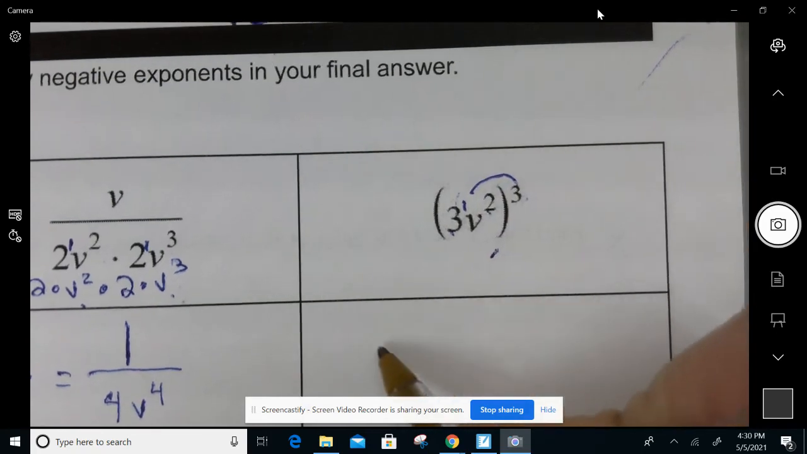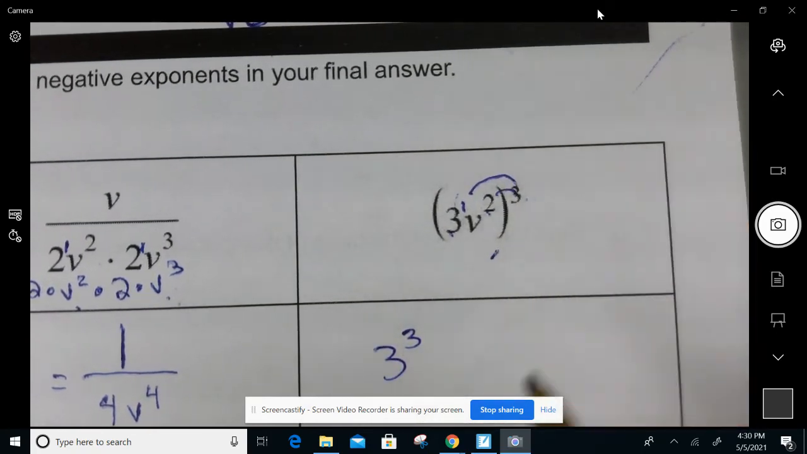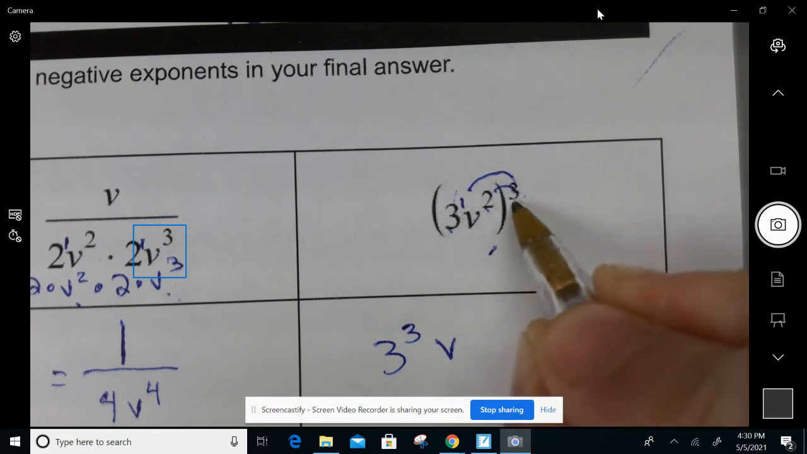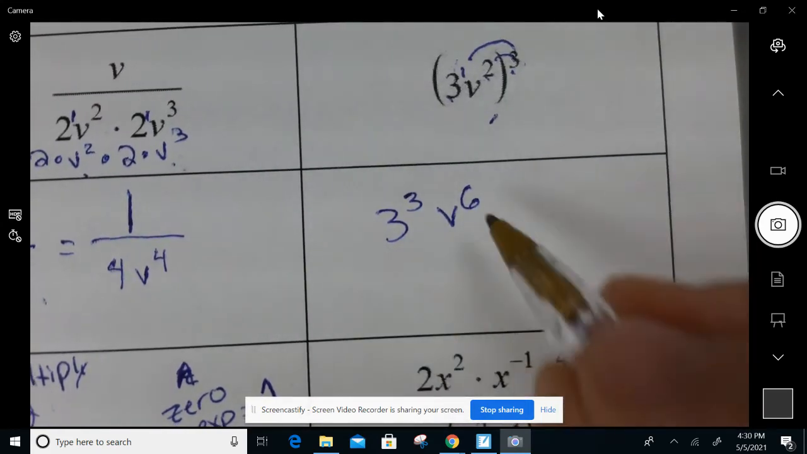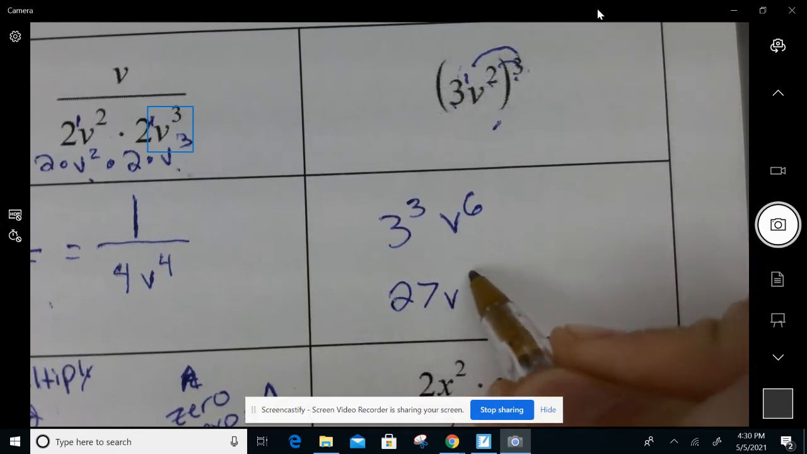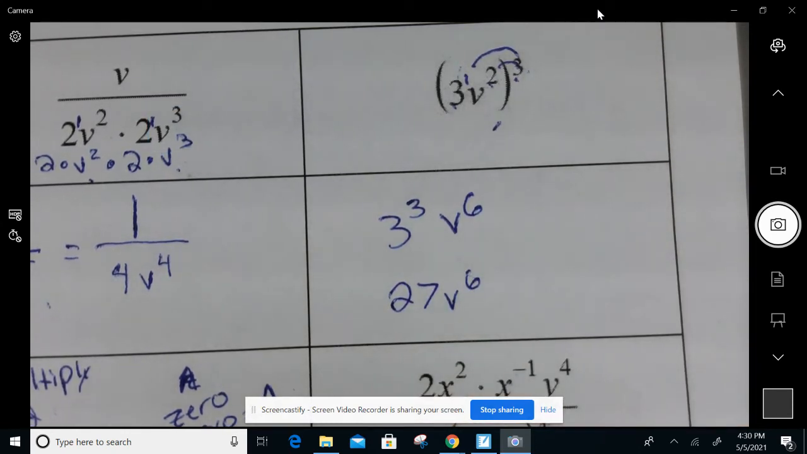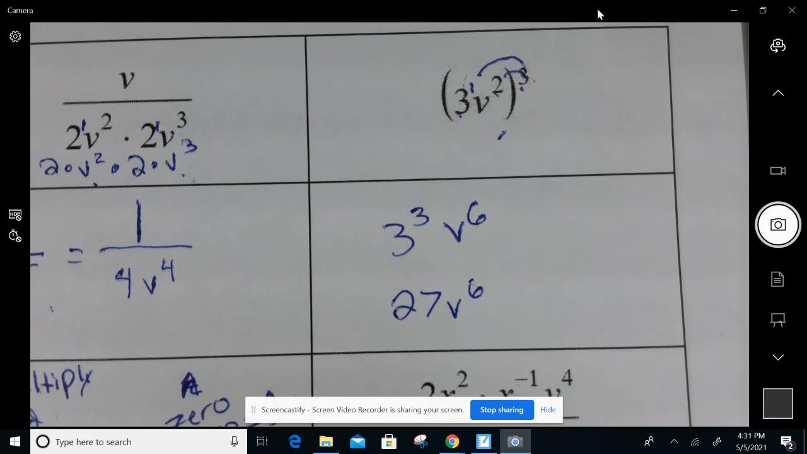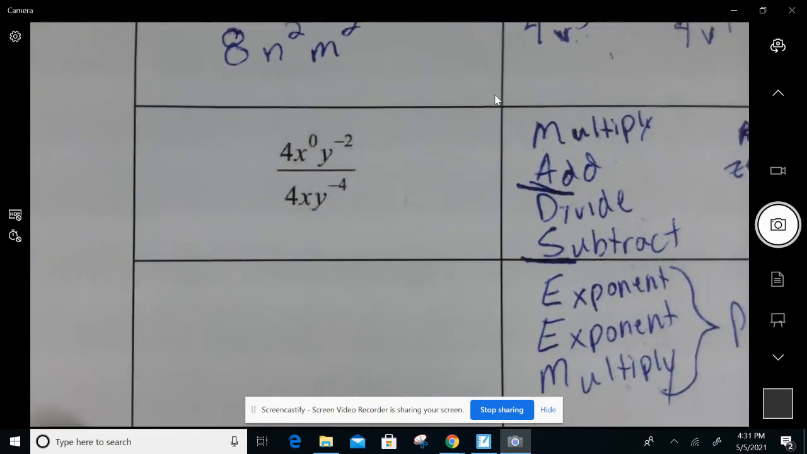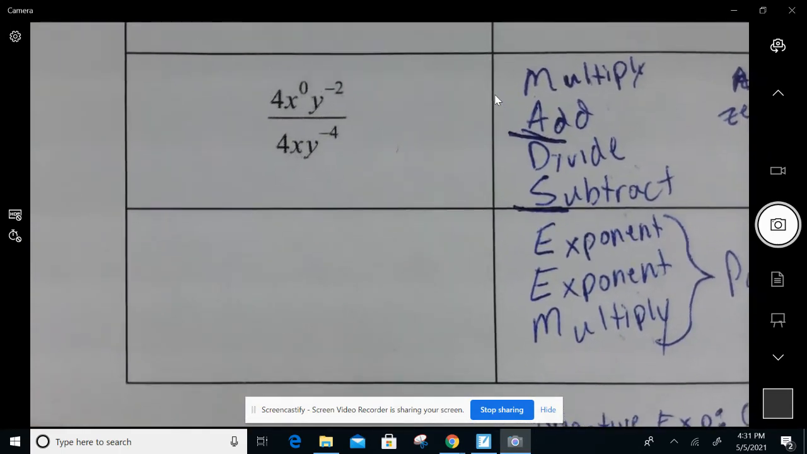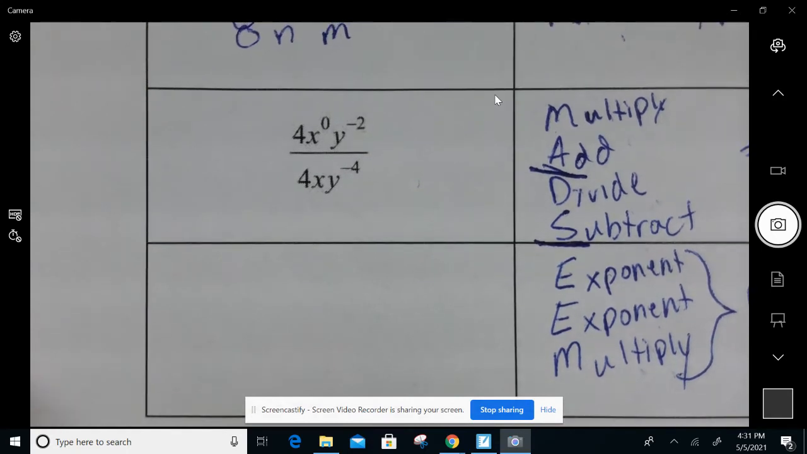It's going to be 3 to the third, v to the, when it's an exponent to an exponent, multiply. Okay? 3 to the third is 27, v to the sixth. That's it. All right, numbers multiply like numbers, and variables, you multiply the exponents. There you go. All right. Next one. These are pretty short. Hopefully, you can pause and do that.